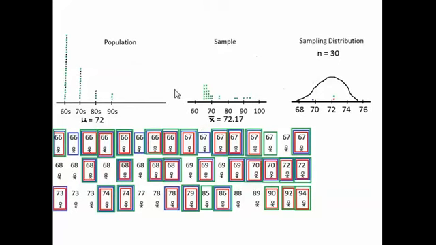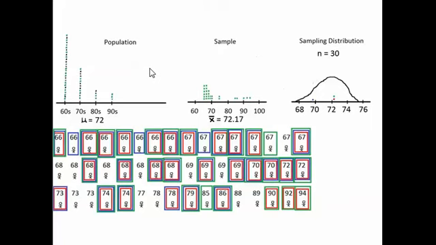Before I could use the formula, I had to calculate the standard deviation of the population. I was able to find the population standard deviation using Excel. I entered the 48 population values into Excel, and Excel gave me the population standard deviation. After I found the population standard deviation, I was able to use the standard error formula.